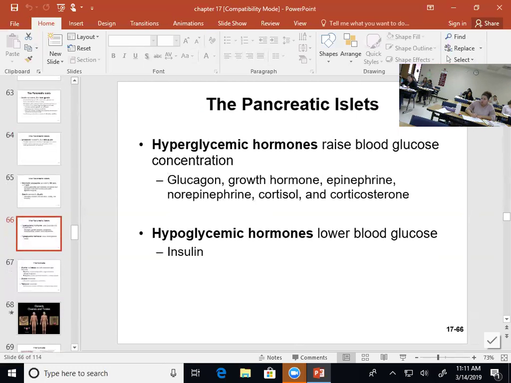So hyperglycemic hormones that raise blood glucose concentrations: glucagon, growth hormone, epinephrine, norepinephrine, that fight or flight response, did you say? So we understand that. And then the hypoglycemic hormone, insulin.